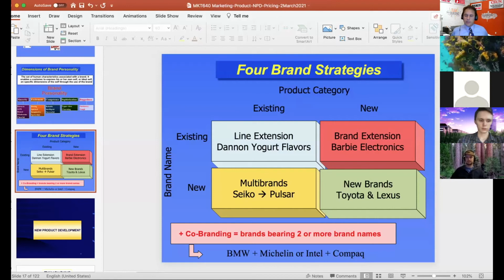Then the last one is new brands. So you do new brands because you also realize that your brand is not appropriate for the target. So here the perfect example is Toyota trying to sell a luxury car. Toyota cannot be seen as the standard, average, common, reasonable car, and at the same time, some sort of luxury, exclusive, unique, high personality.